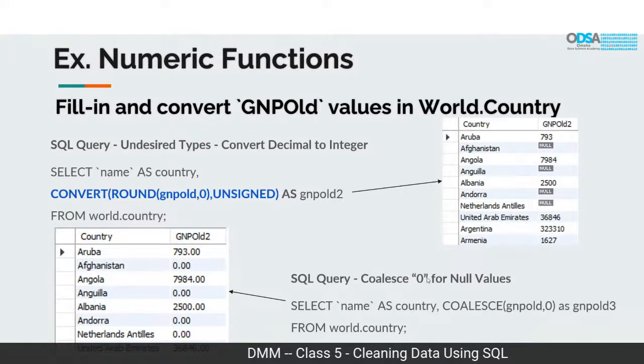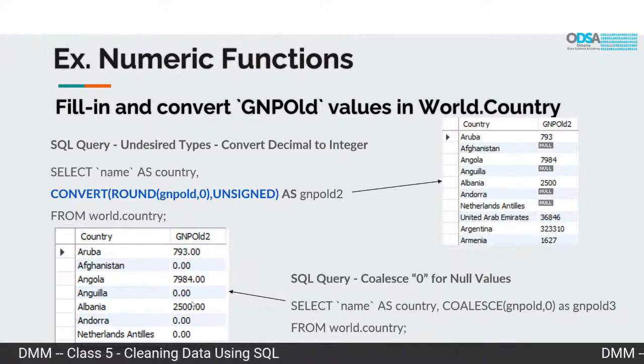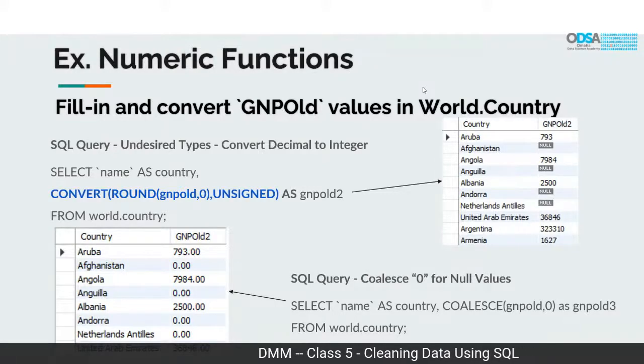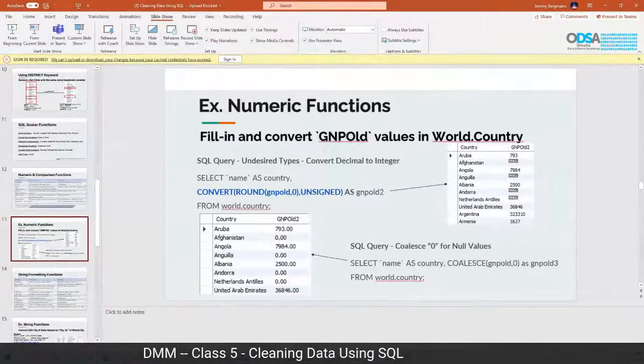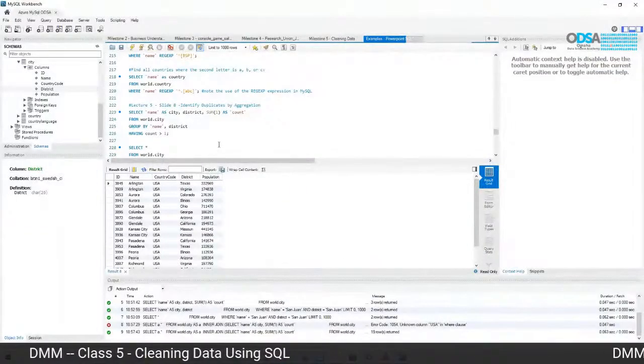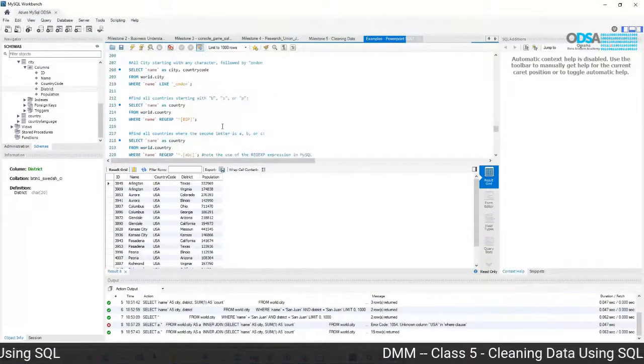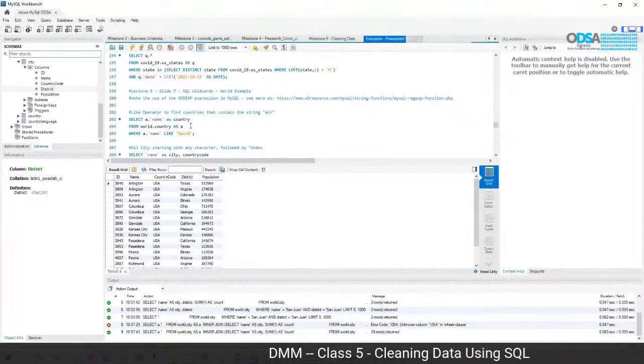And then we fill it in with the second query. We fill these null values in with zeros. Let's go ahead and give this a try in the code. All right. I should have these in here.